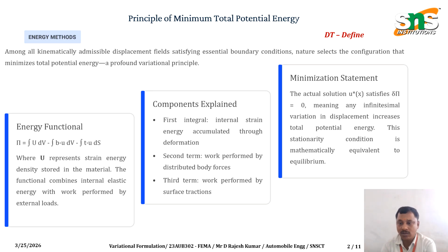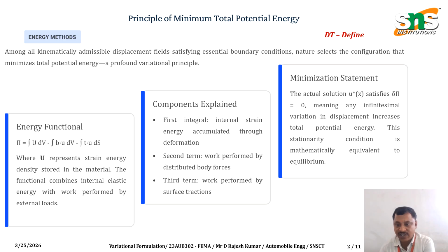A ball rolls down the hill to the lowest point. A soap bubble forms a sphere to minimize surface energy. Similarly, a loaded structure deforms to minimize its potential energy. This is a profound variational principle that governs all of mechanics.